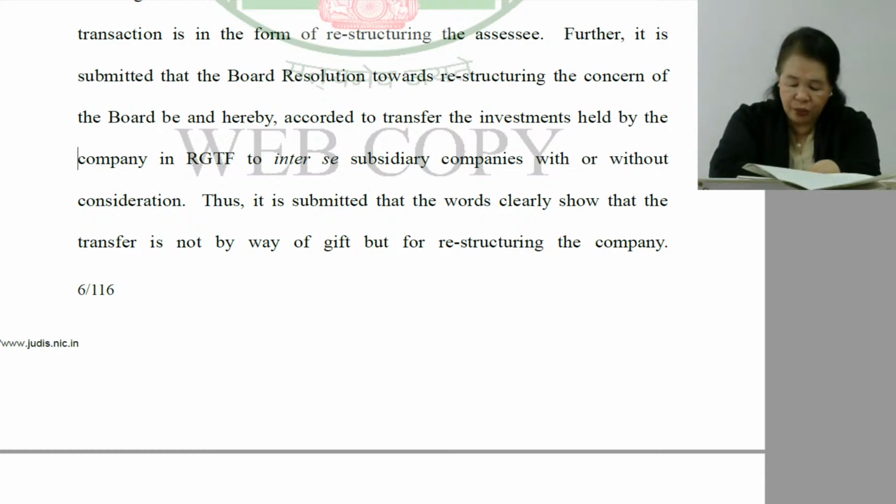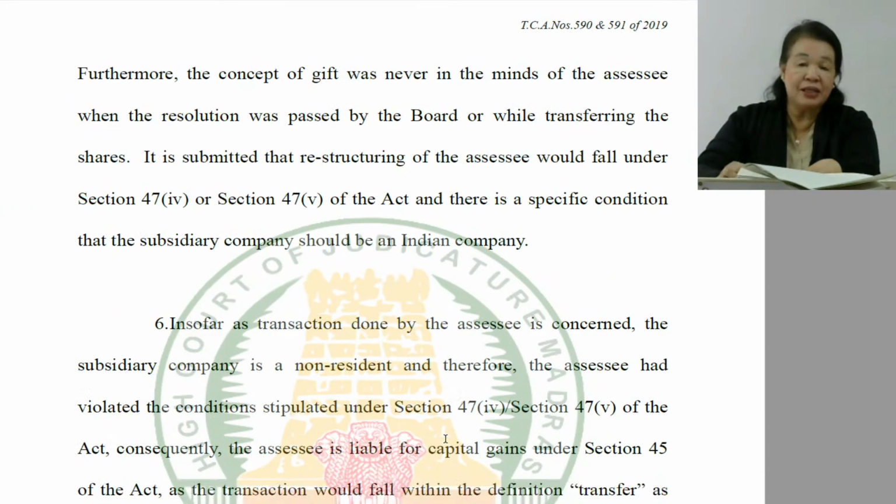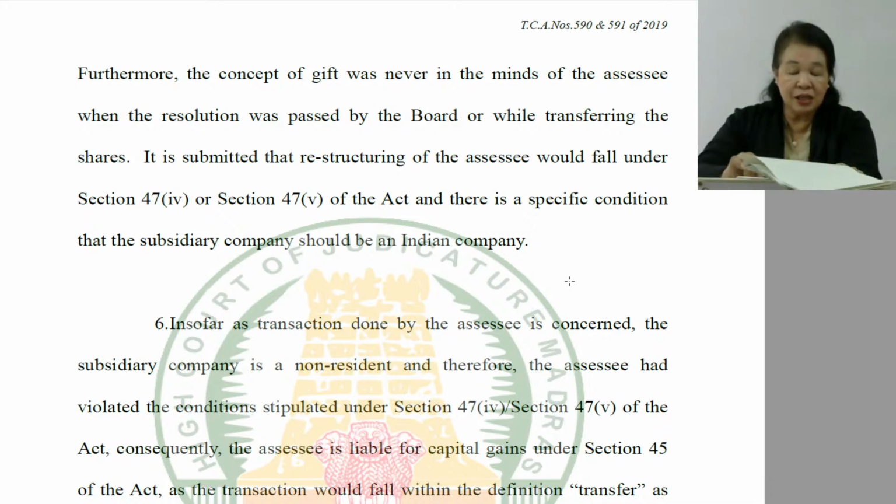Thus, it is submitted that the words clearly show that the transfer is not by way of gift but for restructuring the company. And alam naman natin that business restructuring is a very important issue in transfer pricing, no? Pag nag-restructure ka ng business, why? Because what will happen during the business restructuring? May mga changes, no? And during the restructuring, there can be a change in functions, assets, risk. So, ito yung nangyari dito sa case na to. So, furthermore, the concept of gift was never in the minds of the assessee when the resolution was passed.